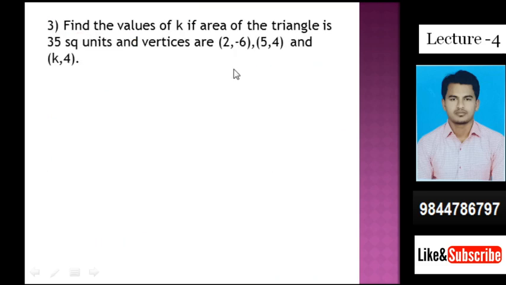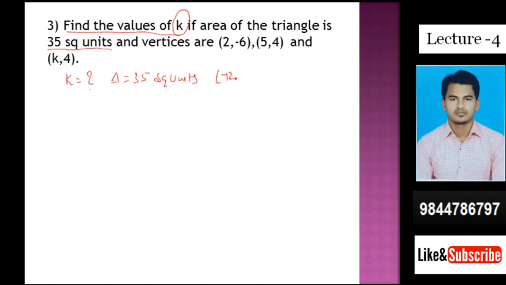Third example. Again, you can see which kind of example they have framed. Find the value of k. It means this is our type number 2 example. If the area of the triangle is 35 square units, it means delta equal to 35 square units. What are the vertices?